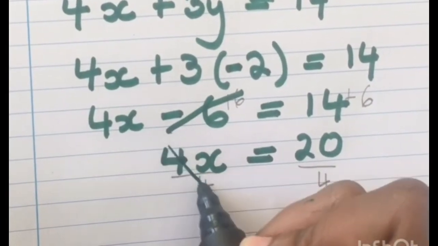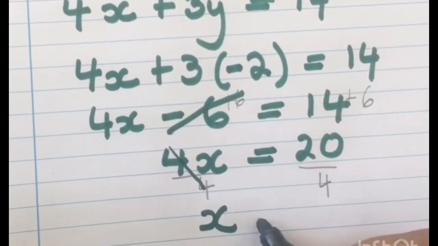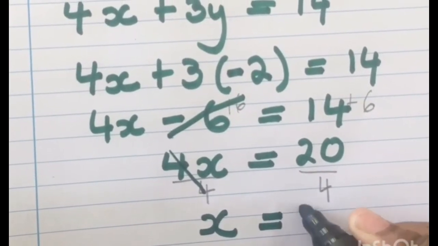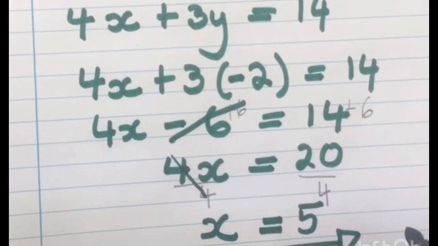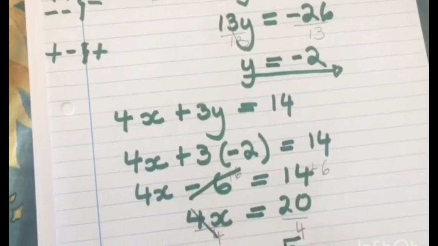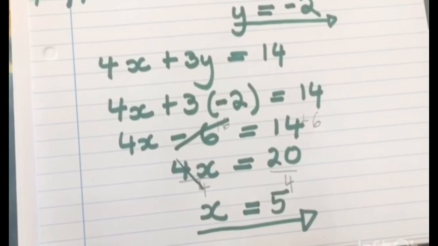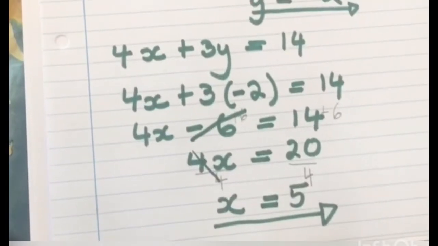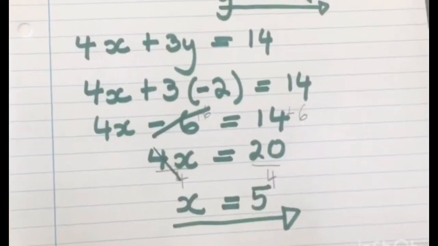If I say 4 divided by 4, I get 1x, which is just x. Then 20 divided by 4 gives me 5. That concludes my solution to these equations. For those two equations, y is going to be negative 2 and x is going to be positive 5. That's the solution to your two equations.